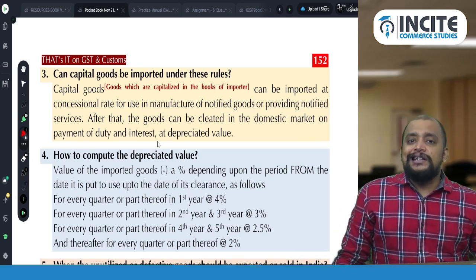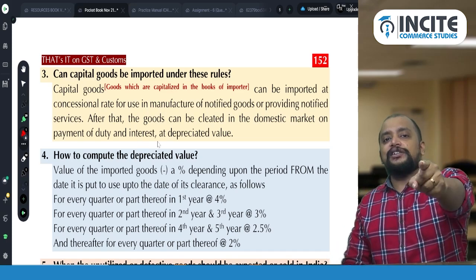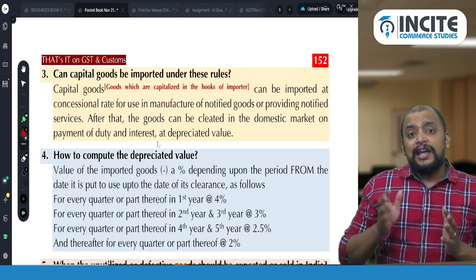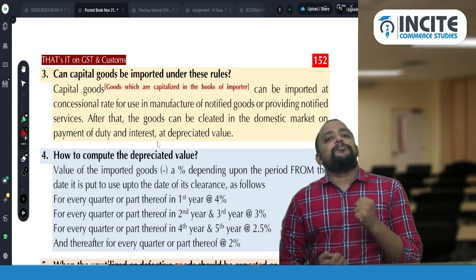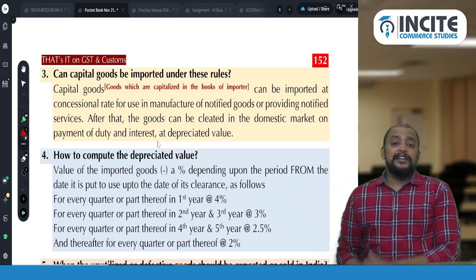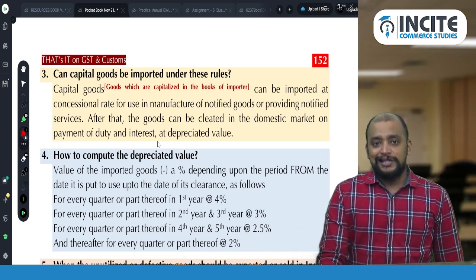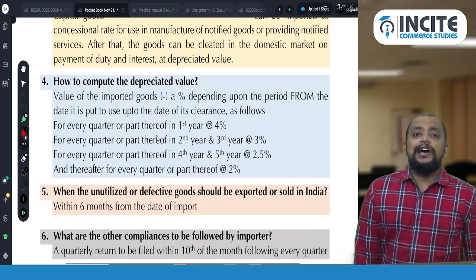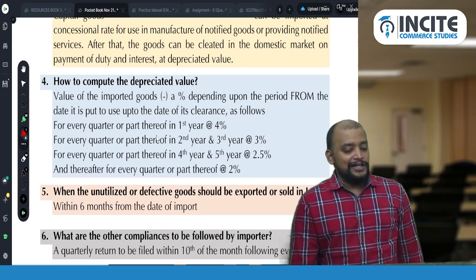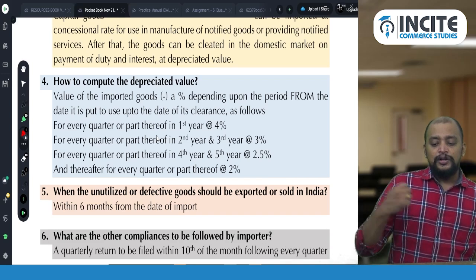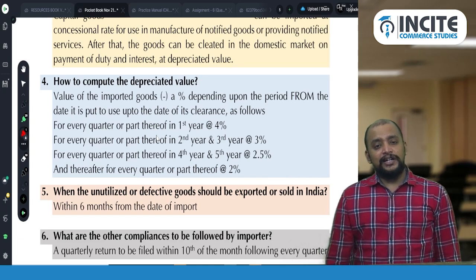Not only material, even capital goods can also be imported under these rules. But those capital goods after usage can be either exported back or cleared upon payment of applicable customs duty with interest. But this customs duty with interest is on the depreciated value. How to compute the depreciation? For every quarter or part thereof in the first year, 4%. For every quarter or part thereof in the second and third year, 3%. Fourth and fifth year, 2.5%, and thereafter 2%.